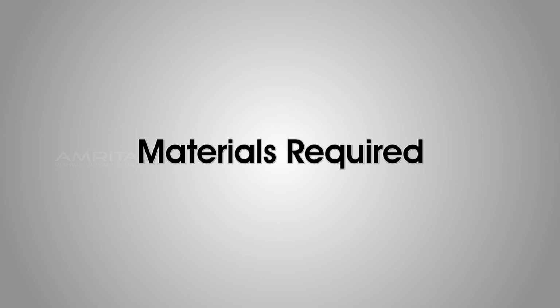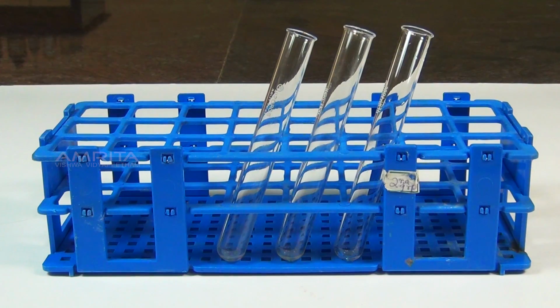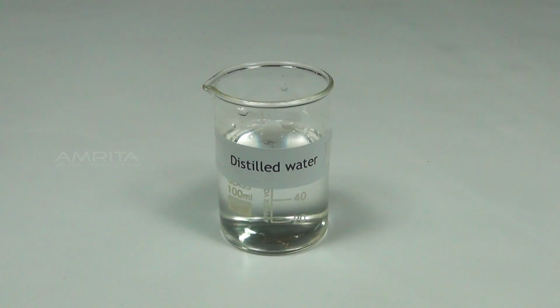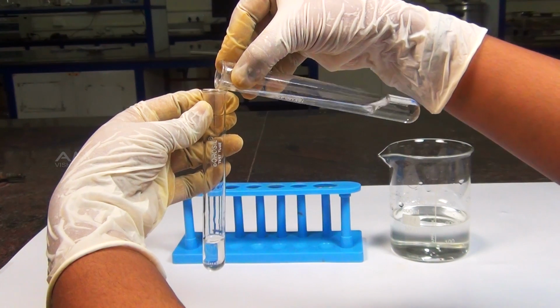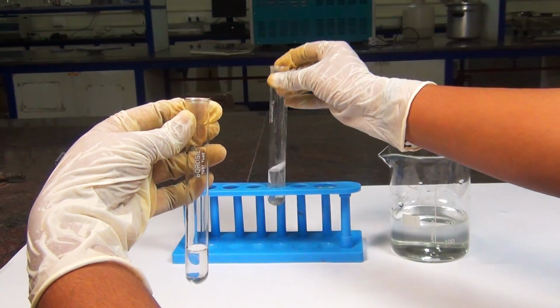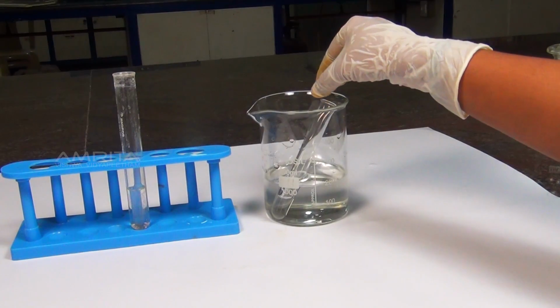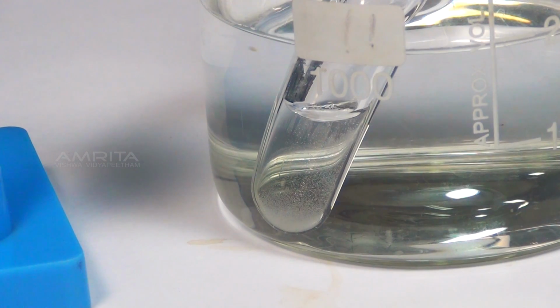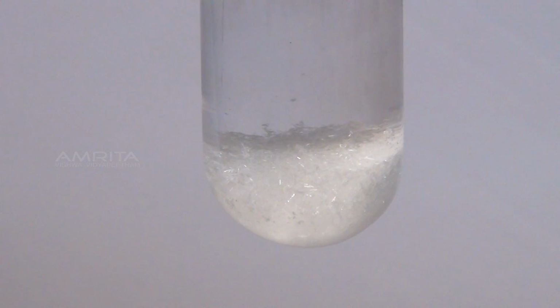Cool the solution. Materials required: solution obtained in the group analysis, test tube, water in a beaker. Procedure: take 1 part of the solution obtained in the group analysis in a test tube. Cool it by placing it in a beaker containing water. On cooling, lead chloride present in the solution undergoes crystallization to form white crystals.